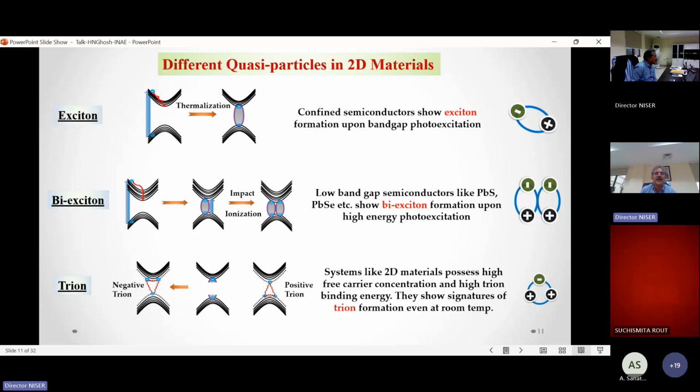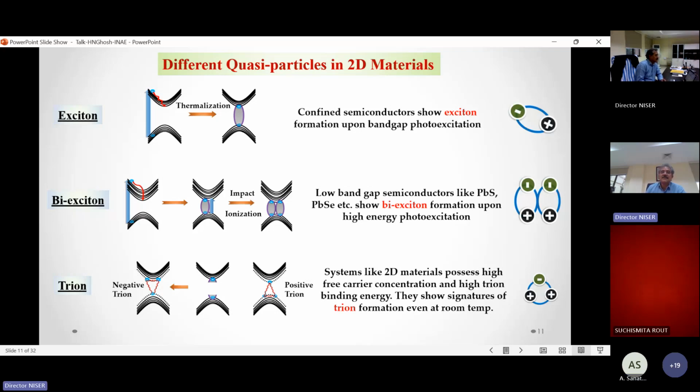And another quasi-particle which will be discussed today is the trion. As I was telling, if you take a 2D material and excite it with a laser pulse, initially it doesn't immediately form an exciton, it forms charge carriers, both electron and hole. In the 2D surface, the mobility of both electron and hole is very high, so they move around very fast, and formation of an exciton takes time. Fair enough, sometimes one electron and hole will interact through the Coulombic interaction and form an exciton.